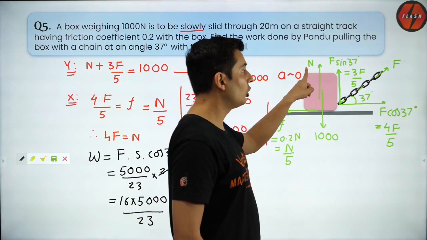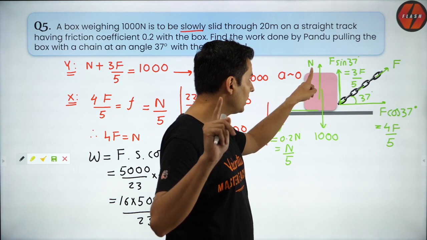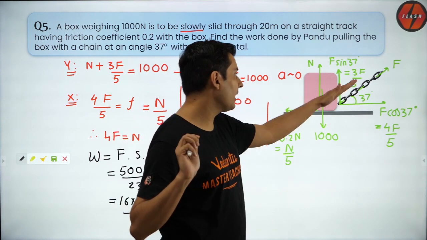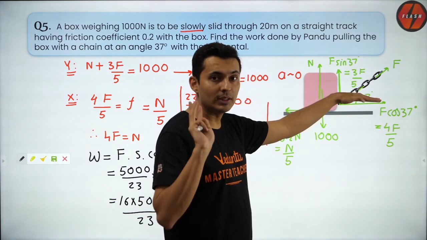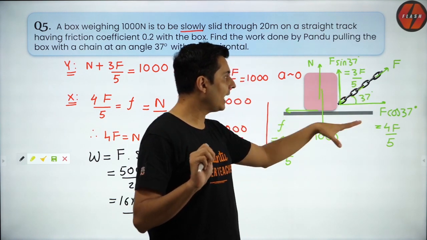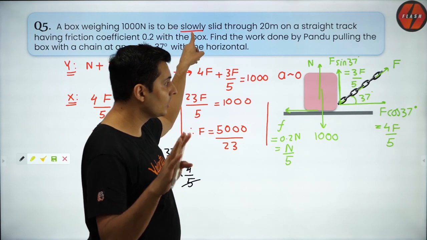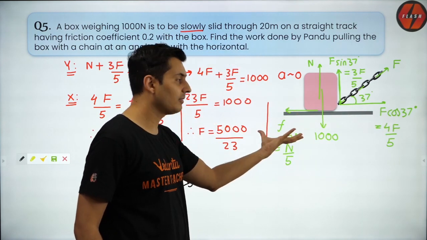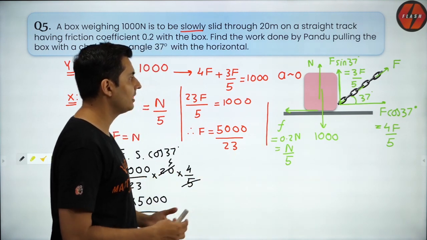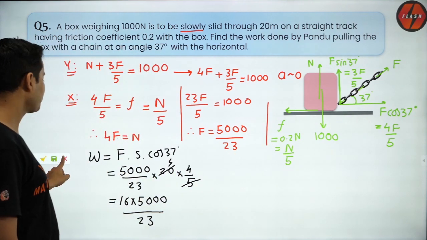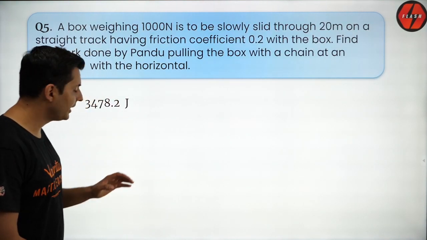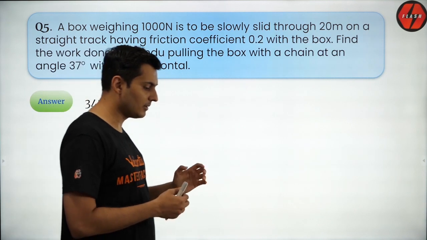The idea is the normal force is not mg, number 1. Friction is not mu mg, number 2. Force is at an angle, so only a part of the force will do work, that's number 3. And because of this word slowly, this horizontal component is just balancing the friction. That's another key point of this problem. And solving, you get the answer as 3478.2 joules. That's the answer.